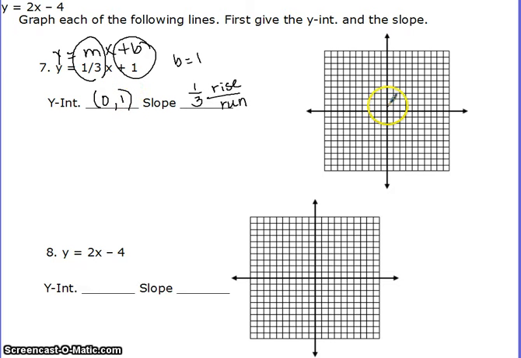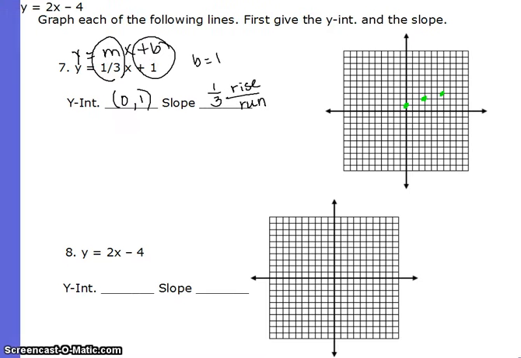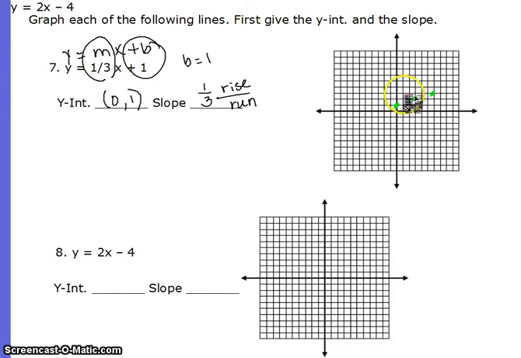So, we start out and we plot 0, 1, and from there, I'm going to rise 1 and run 3. And I can see from the pattern of my line that I have a positive slope, so I know that I went the right direction. Remember that when you are graphing, you use a straight edge, and your line should go all the way across your grid with arrows on the end.